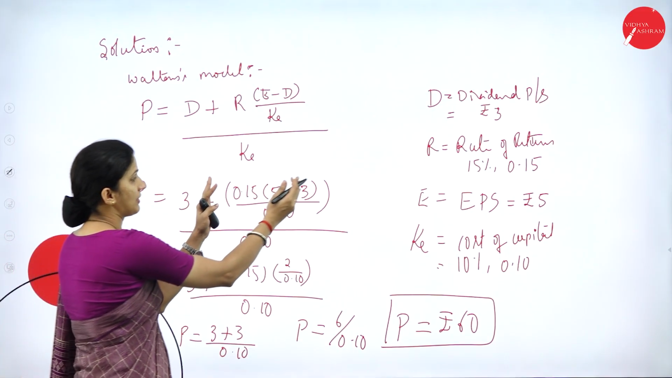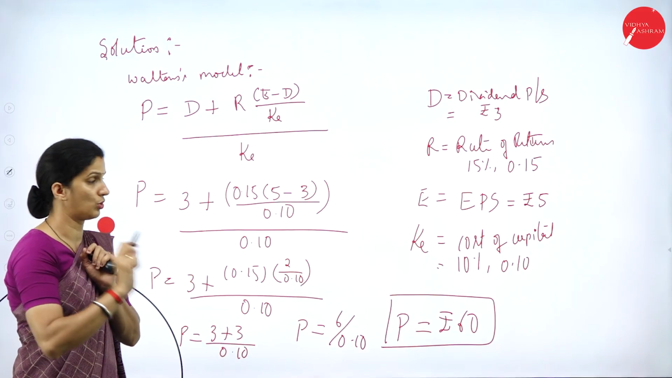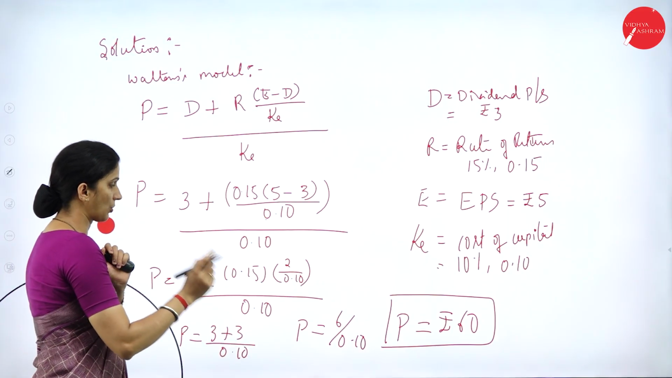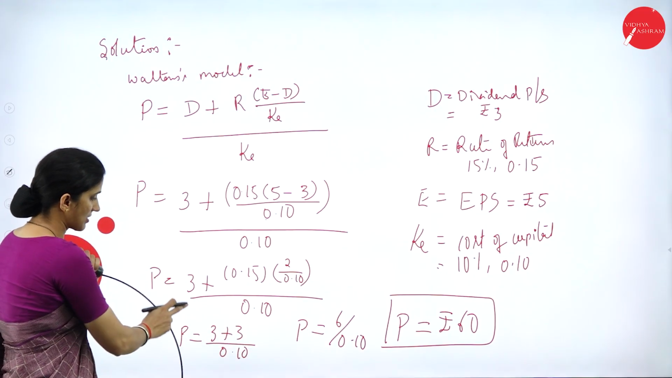Simple. First we'll simplify this part. 5 minus 3, which is 2. 2 divided by 0.10 into 0.15. So we will get 3. So dividend is 3.